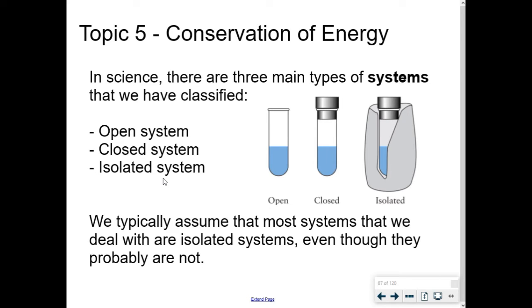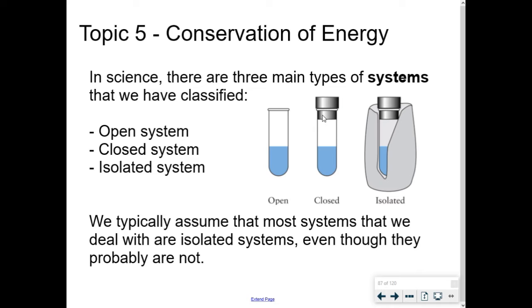Out of curiosity, has anybody ever heard that terminology before: open, closed, or isolated systems? Maybe? Okay, let's do a quick recap here. Most of you are not sure. Let me describe an open system for you using both the picture and a different analogy. Here's a beaker or a test tube, and it's considered open. I think most of you can see why it's different than closed. The difference is that there is a cap on the top of the closed system.